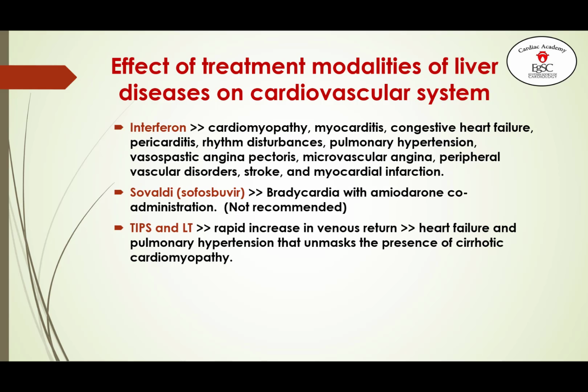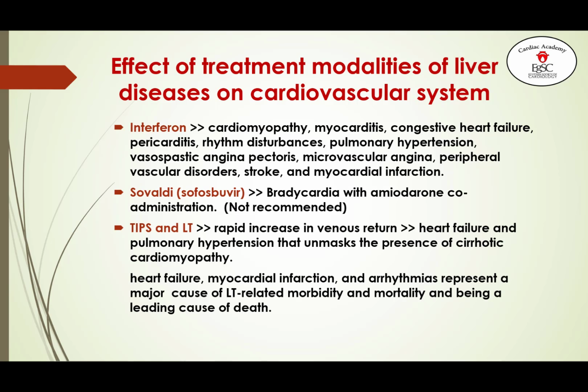Transjugular intrahepatic portosystemic shunt and liver transplantation can lead to rapid increase in venous return, heart failure, and pulmonary hypertension that unmask the presence of cirrhotic cardiomyopathy. Heart failure, myocardial infarction, and arrhythmias represent a major cause of liver transplantation related morbidity and mortality, being a leading cause of death.